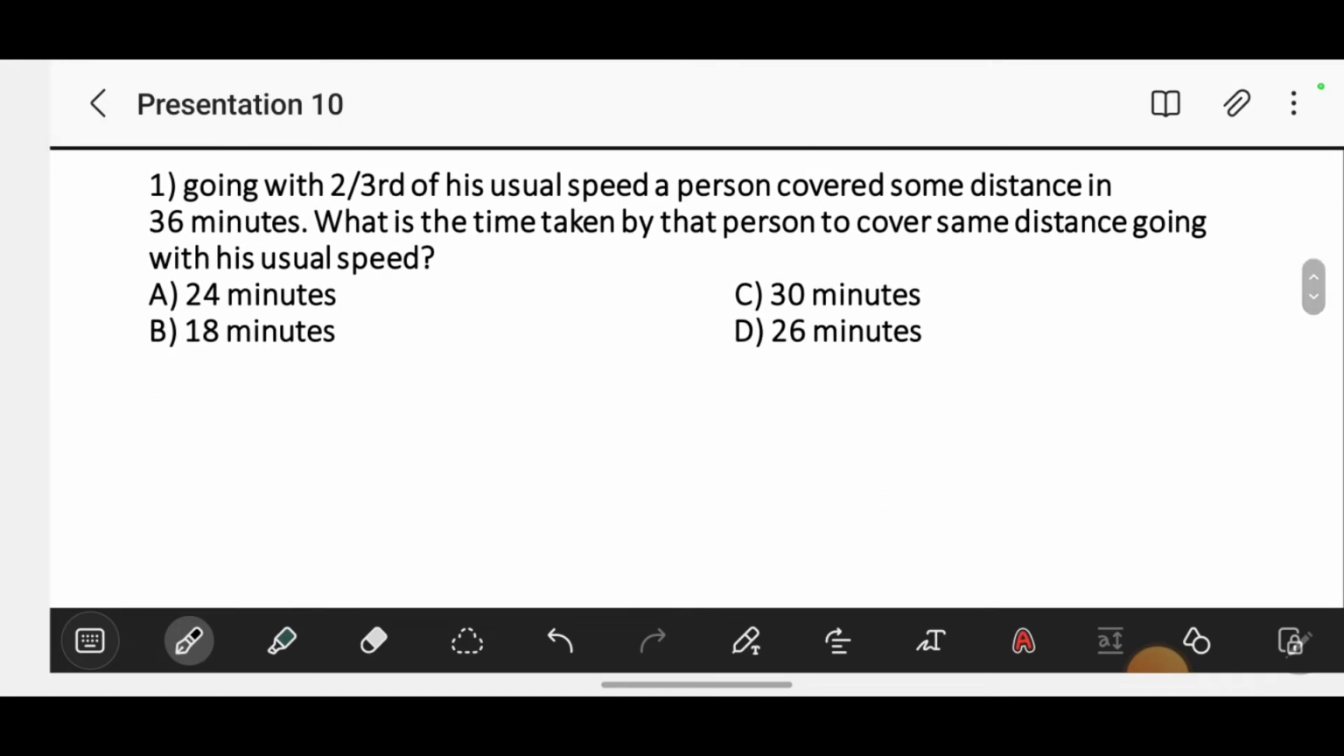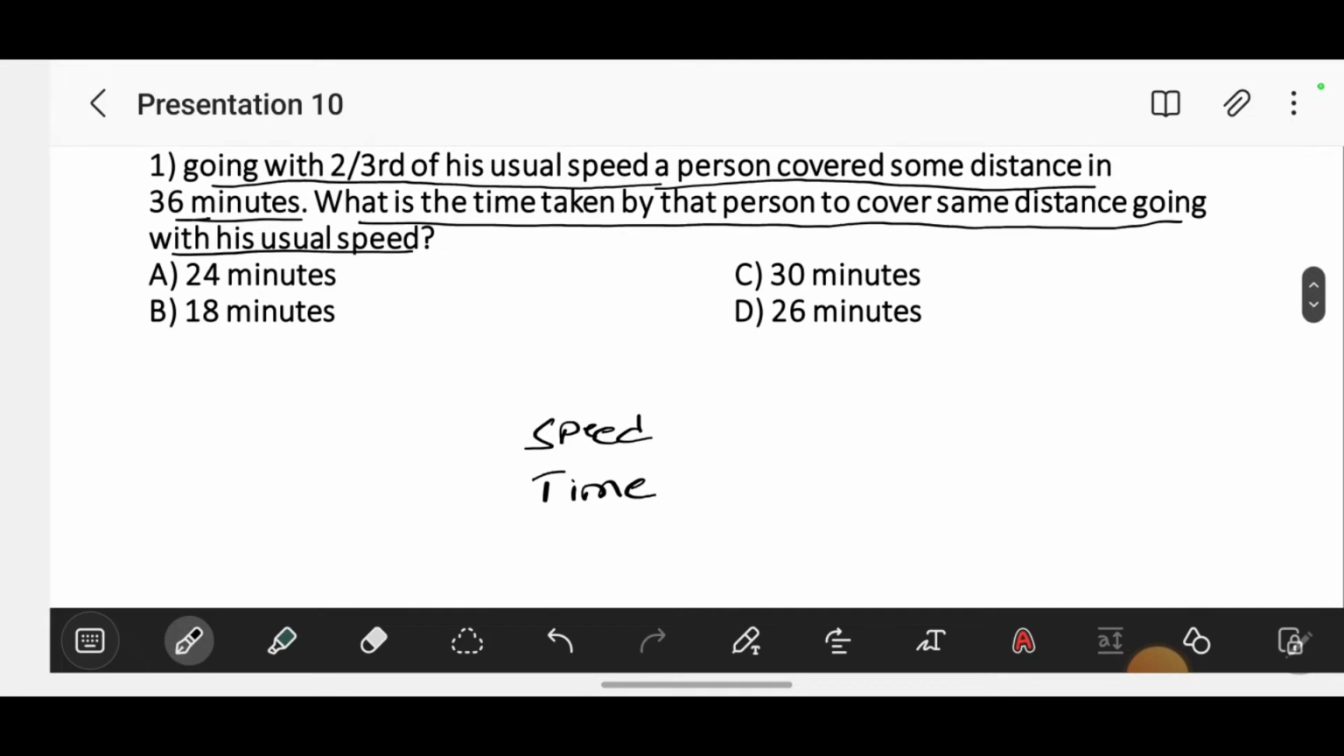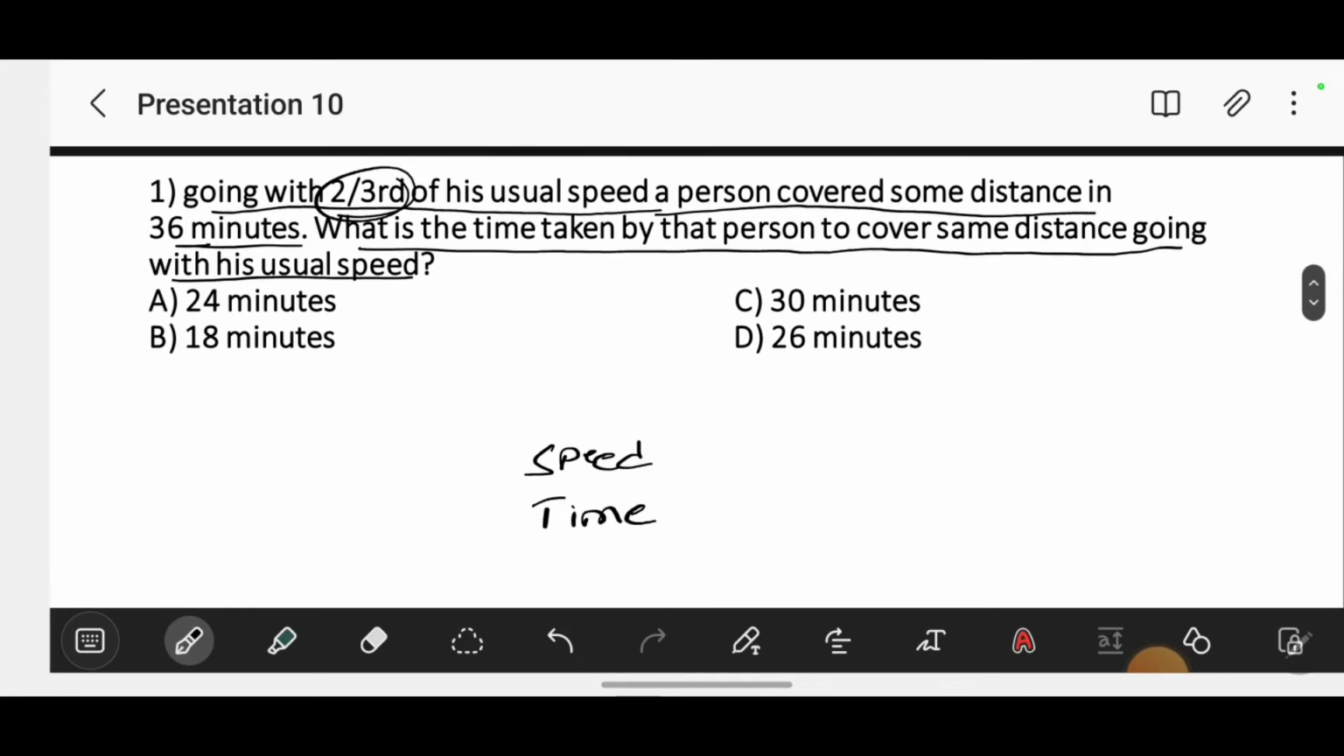Going with 2 by 3rd of his usual speed, a person covered some distance in 36 minutes. What is the time taken by that person to cover the same distance going with his usual speed? We will take it like this: speed and time. Here he says 2 by 3rd of his usual speed. That means 2 is to 3.